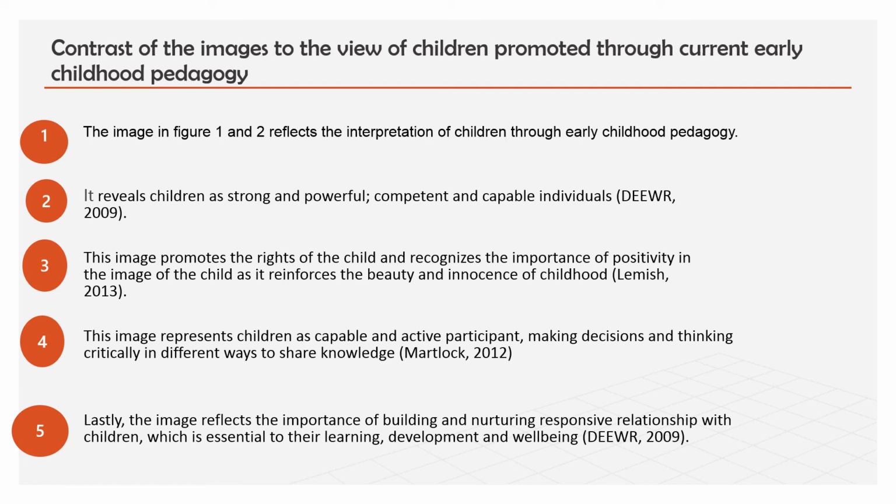Now we are going to talk about the contrast of the images to the view of children promoted through current early childhood pedagogy. Images 1 and 2 reflect the interpretation of the child through early childhood pedagogy. These images represent children as capable and active participants, making decisions and thinking critically in different ways to share knowledge. The images reflect the importance of building and nurturing responsive relationships with children.